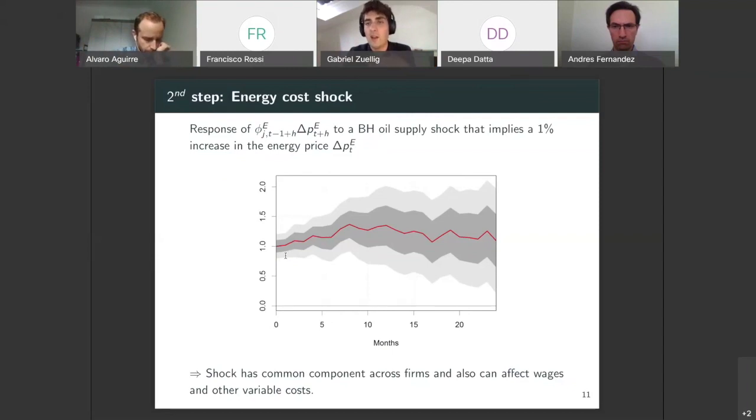We should also note, though, this relatively large common component of all these cost shocks, and that we cannot exclude that there are some general equilibrium effects, because we're talking about a supply shock which affects the entire economy. So there might be some effects on wages or other variable costs that we do not control for later on in the medium run.